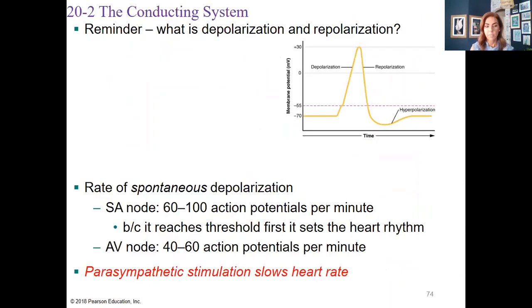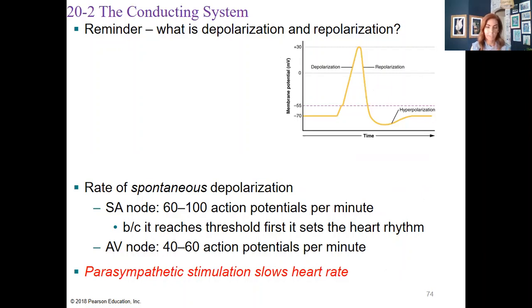So if we are saying action potential, you know from 2401 that action potentials come with a depolarization and a repolarization phase. So if you need a little refresher and a reminder of what is depolarization and repolarization, there is your little graph right there from something that we learned last semester. Now do take note that the graph that I'm showing you is for a neuron.